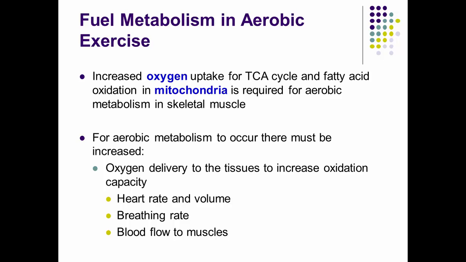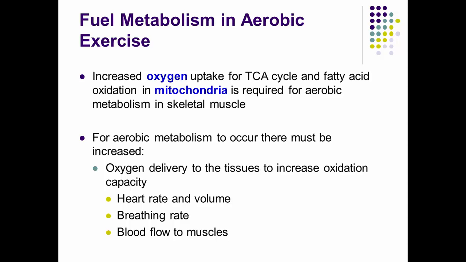So, fuel metabolism in aerobic exercise. Increased oxygen uptake for the TCA cycle and fatty acid oxidation in mitochondria is required for aerobic metabolism. So aerobic metabolism requires oxygen and mitochondrial oxidation. That means the fiber has to have mitochondria, or a high density of mitochondria. And for aerobic metabolism to occur, a physiologic adaptation is needed in order to make aerobic metabolism efficient during exercise.